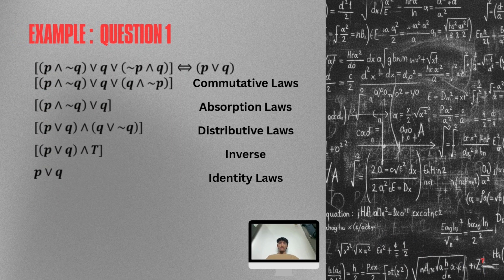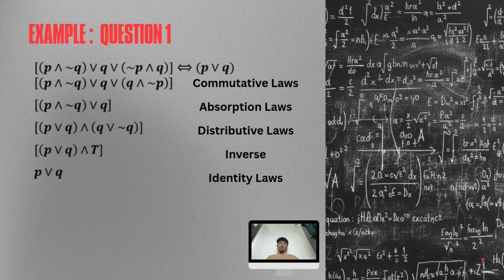So moving on, we have question number 1. We are given this equation that we need to prove equal to P or Q. The first step is to change the position between not P and Q by using the commutative laws. For the next step, we can use the absorption law to get rid of the last bracket until we get Q itself. After that, we can use distributive laws so that we can expand the P and not Q, and also with the Q.